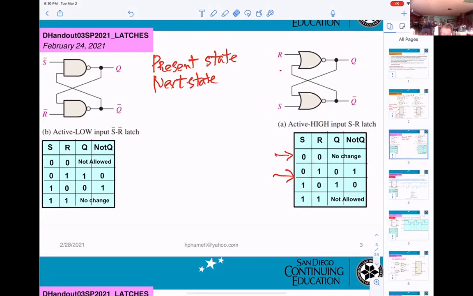Okay, now I give you S equal 1, R equal 0. What is Q? Q will be equal to 1, and not Q equal 0. Okay? When I apply R equal 0 and S equal to 1, whatever comes out, that's what they call the present state. Okay? Now, what does that mean for the next state? The next state means I'm going to change the input here. Whatever will happen at the output, that will be the next state.